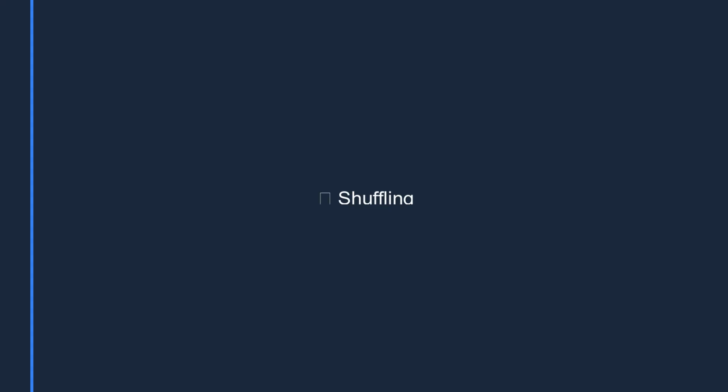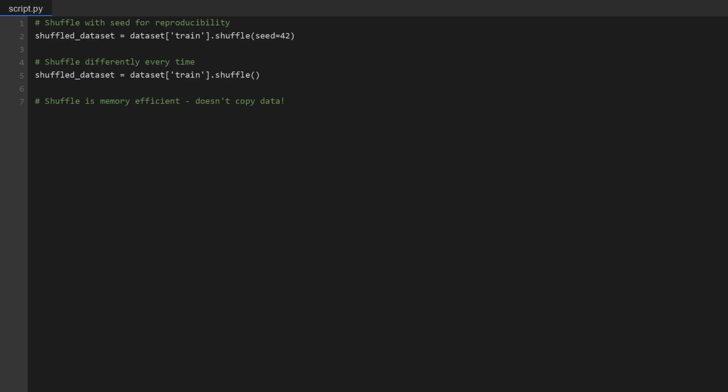Shuffling. 2 shuffle patterns worth knowing. Passing seed=42 produces a deterministic shuffle. Run it 10 times, get the same order every time. This is what you want for reproducible experiments and published results. Calling shuffle without a seed produces a different order on every run, which can be useful for data augmentation or when you deliberately want variance between training runs.